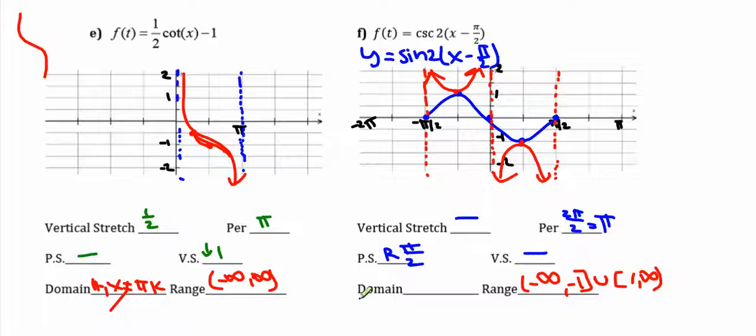Okay, domain, it's going to be all real numbers except x cannot equal where the asymptotes occur, which is 0 and then plus every pi over 2. So x cannot equal pi over 2, okay.